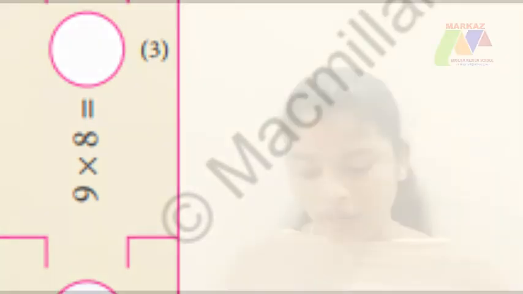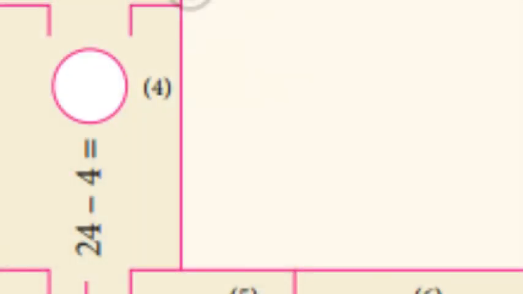Children, now the fourth one, 24 minus 4. Here we have to minus 4 from 24. Children, 24 minus 4 is equal to 20. The answer is 20.